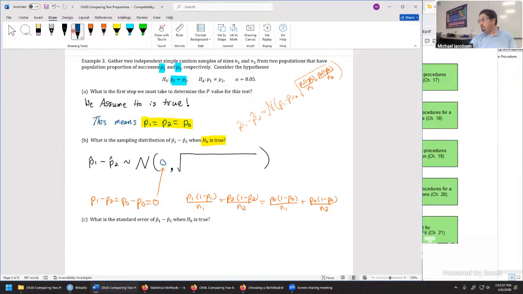This is what it would look like. P naught times 1 minus P naught. When you factor that out, it just leaves behind the denominators: 1 over N1 plus 1 over N2. So in this step here, we factored out P naught times 1 minus P naught.